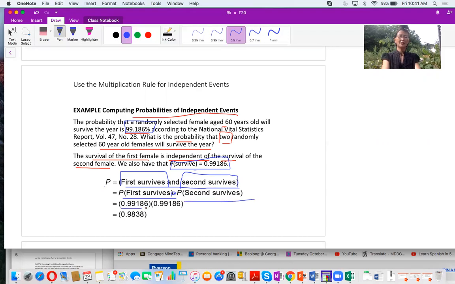The probability of the first surviving is 0.99186 and the probability of the second surviving is 0.99186. And you multiply those two numbers, you get 0.9838. So the final answer, the probability that two randomly selected 60-year-old females will survive the year is 0.9838.